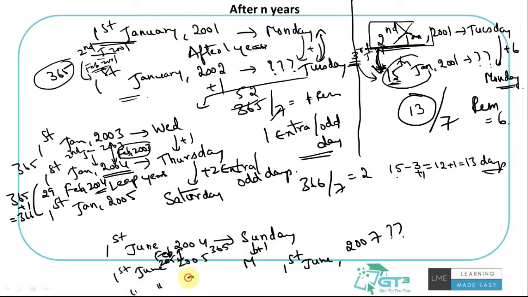1st June 2006 we'll have again +1, that is Tuesday. And 1st June 2007 to 2006 again we'll have +1, that is Wednesday. So the answer is 1st June 2007 is a Wednesday. Right? That's how you will solve these questions asking you after some years. Just be careful when you do the leap year.